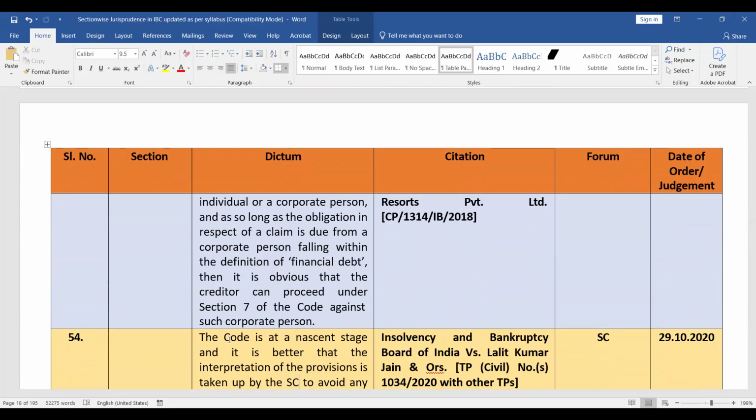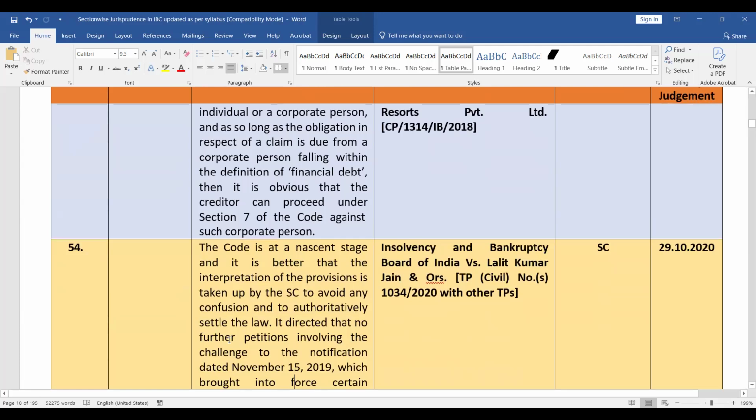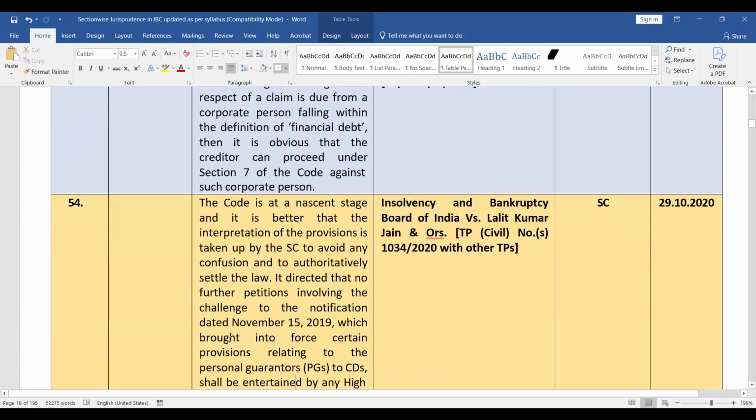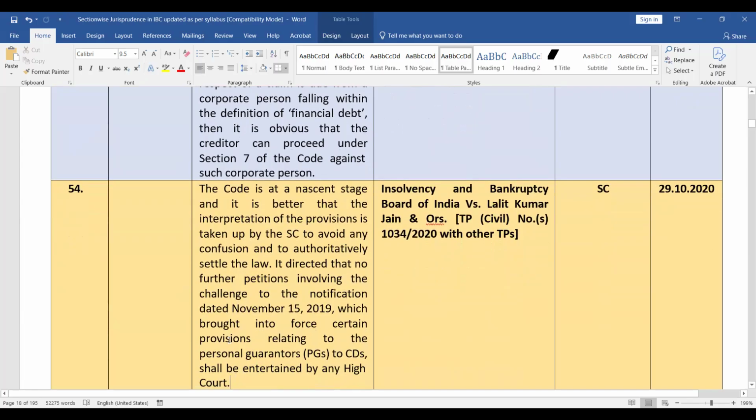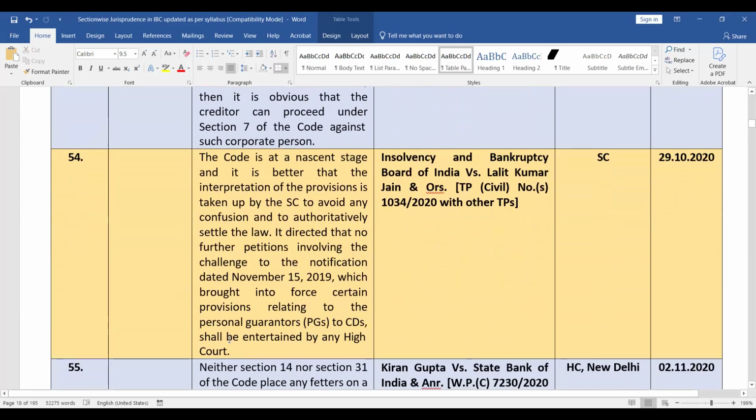ठीक है, नेक्स्ट. The code is at a nascent stage, and it is better that the interpretation of the provisions of the code is taken up by the SC to avoid any confusion and to authoritatively settle the law. It directed that no further petitions involving the challenge to notification dated November 15, 2019, which brought into force certain provisions relating to personal guarantors to CD shall be entertained by any High Court.